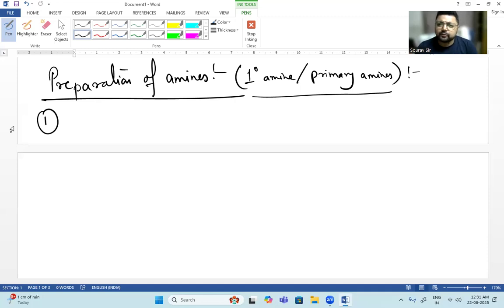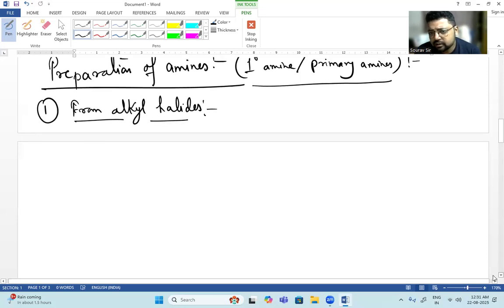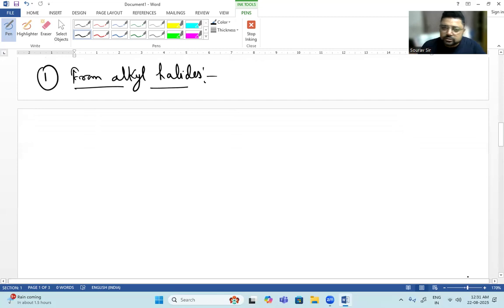Then we have to come to our first chapter, which is alkyl halides. So we will first prepare from alkyl halides. Preparation of amines from alkyl halides. Okay. So this process is a fairly tough process because the reaction has to be stopped at a very minute stage, because if we let the reaction go forward, then a mixture of products will be obtained.